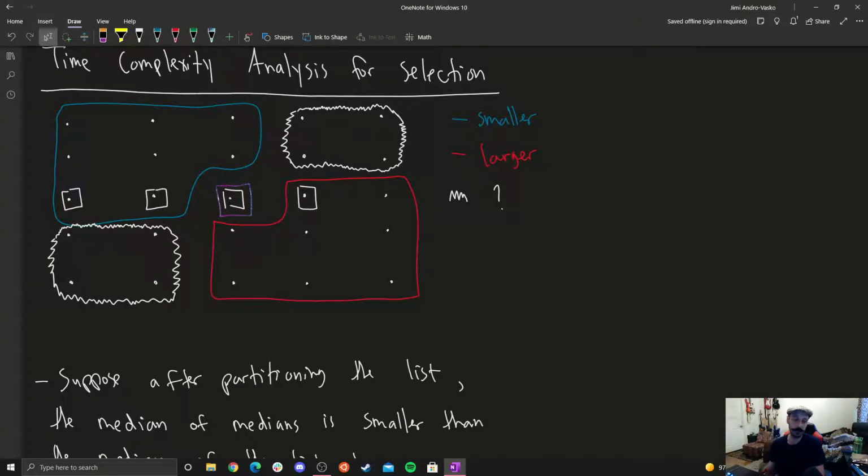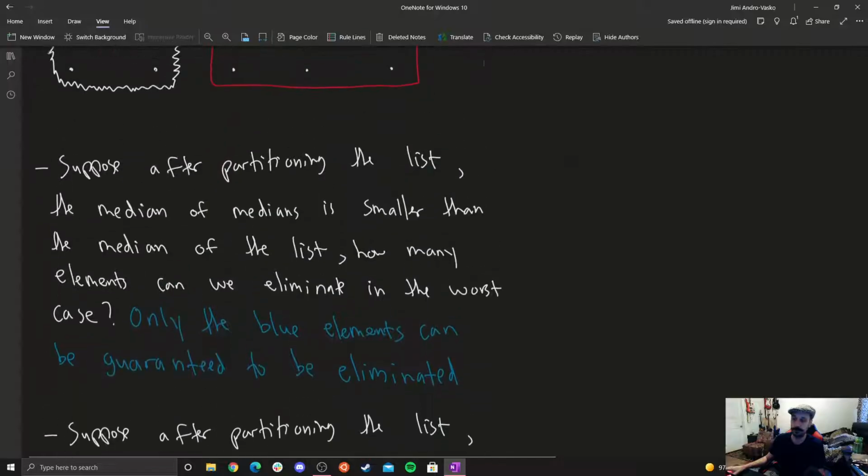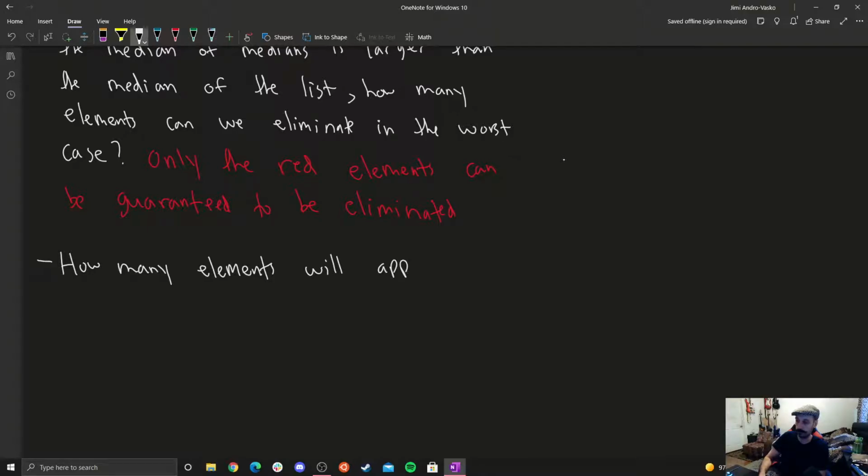So let's go ahead and figure out how much that is. How many elements are in the blue or red region? Let's go back and forth in our notes here. Actually, I will not zoom out. I'll just keep it the same way as it was, so I can go back and forth. So then, how many elements are in the blue or red regions?